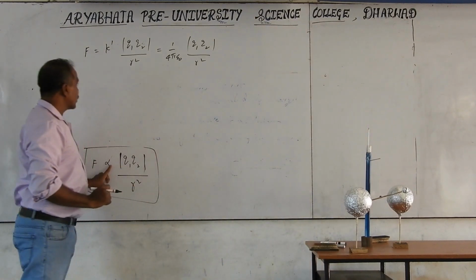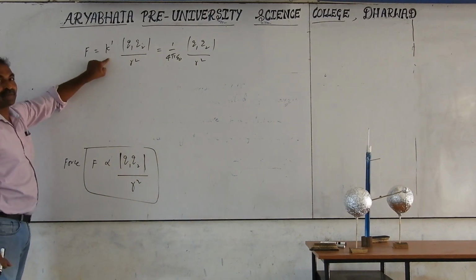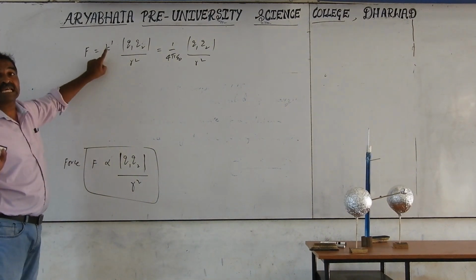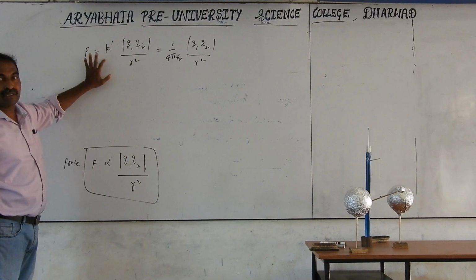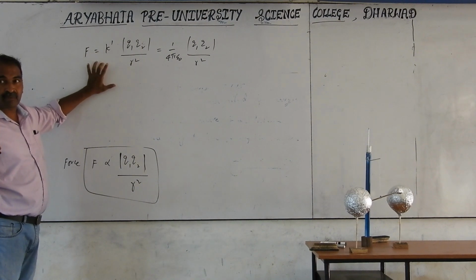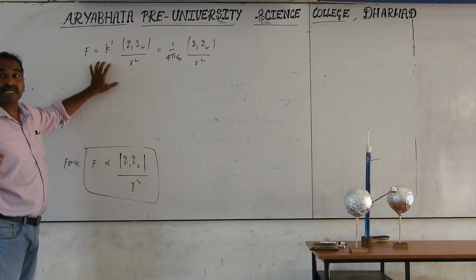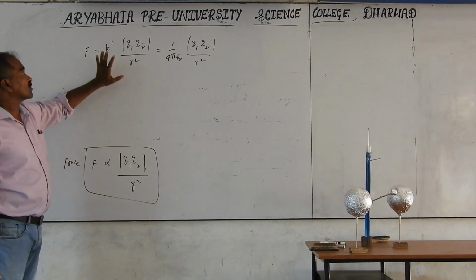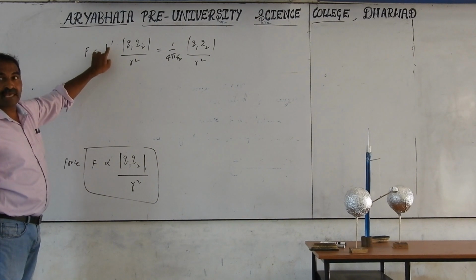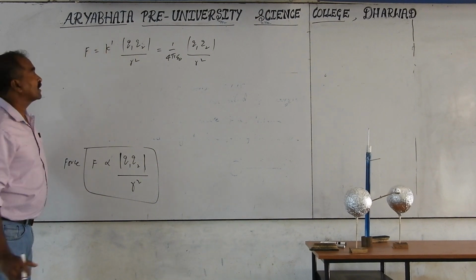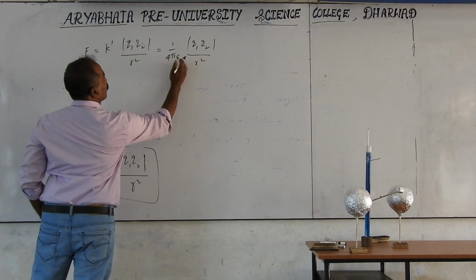If you remove the proportionality, you get some constant. The constant is K prime I have written, but in your books it will be written as K1. The example they write K1, but we are going to use capital K as the proportionality constant also. That K symbol we are going to use as a direct constant, and we are going to discuss that. So right now, don't take it as K, take it as K prime, equal to 1 by 4 pi epsilon naught.